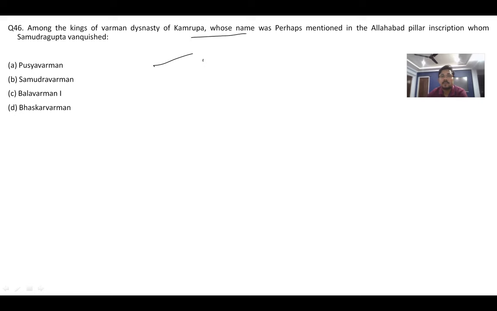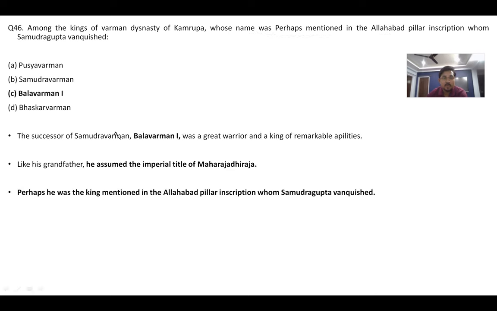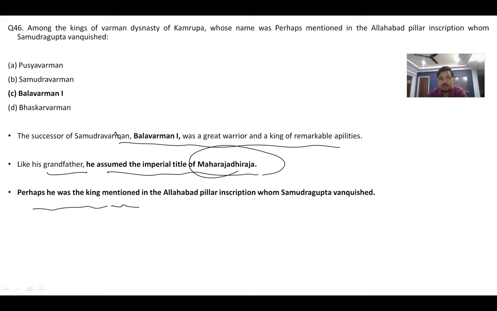Okay, next, among the kings of the Barman dynasty of Kamrupa, whose name was perhaps mentioned in the Allahabad pillar inscription, so it will be Balavarman I. He, like his grandfather, also assumed the imperial title of Maharaja Dhiraja. Okay, perhaps he was the king mentioned in the Allahabad pillar inscription, whom Samudragupta vanquished.